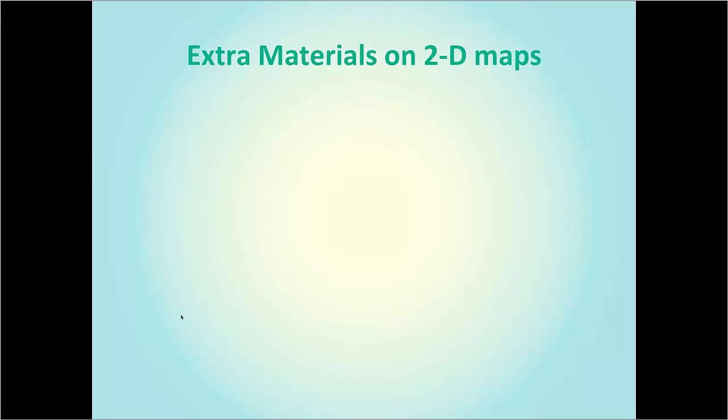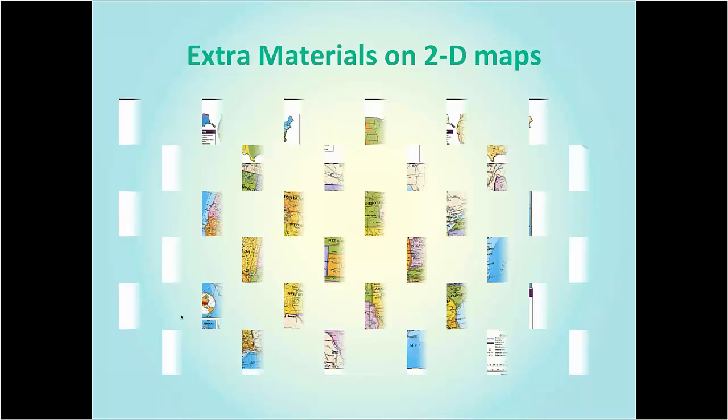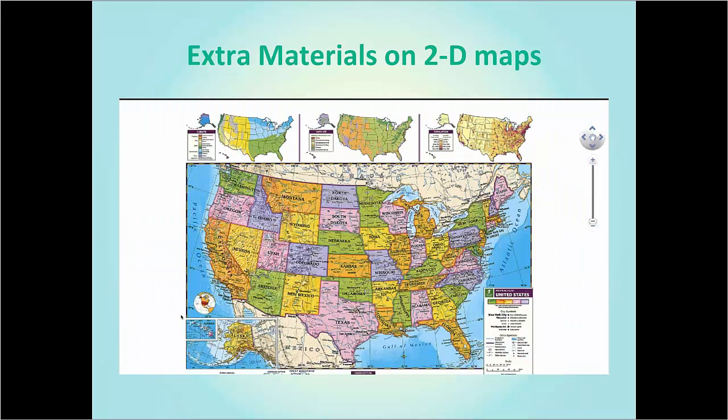Another aspect of the 2D map, which is a very good feature, is that you get extra material on 2D maps compared to what you might get on a 3D. For example, this is a map of the continental United States. You can see Alaska and Hawaii in the corner. But if you look at the top of the map, there are three smaller maps. One deals with climate, one deals with language or demographic information, and the other deals with population.